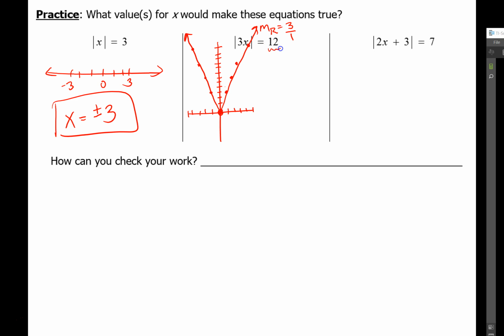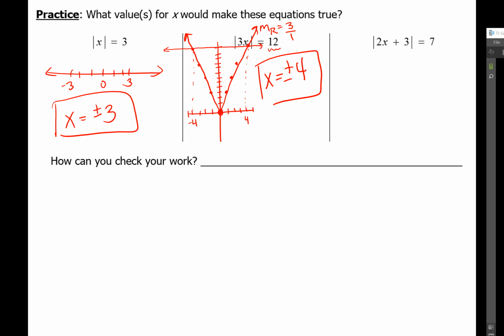Then my right-hand side says that y is always equal to 12. So that's what that top one here was. And if I look down at where that's happening, it's happening at 4. And it's happening at negative 4. So x is equal to plus and minus 4 for this problem.